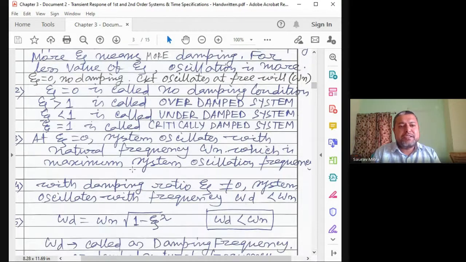So first case zeta is equal to 0, second case zeta is in between 0 to 1. So in this third line a little correction is required. Here I should write 0 less than zeta less than 1. So that is the second case called underdamping.